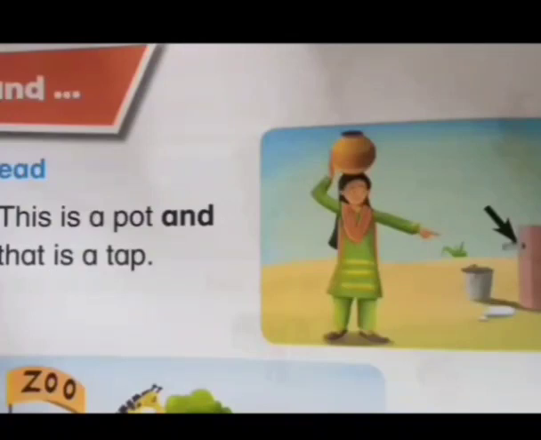The pot is near to her, so she is using the words "this is a pot", and the tap is not near to her. The tap is far away, so she is using the words "that is a tap". She is using the word "and" to connect two sentences. This is a pot and that is a tap.